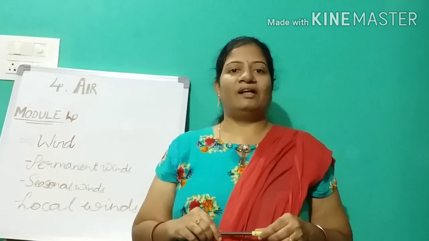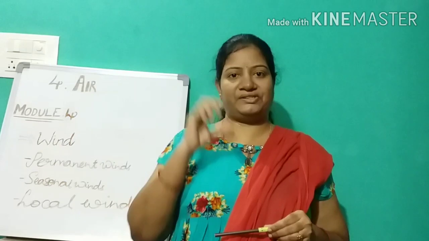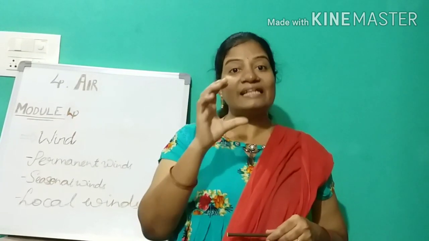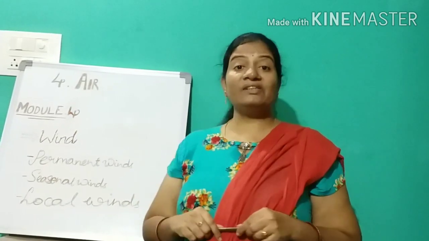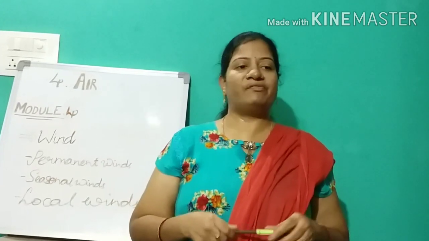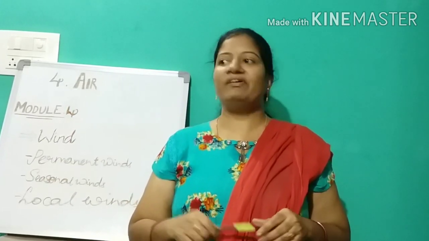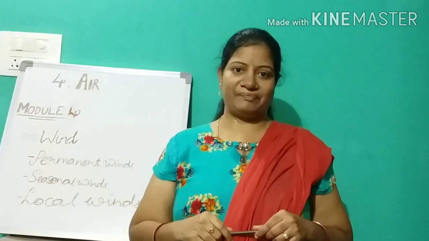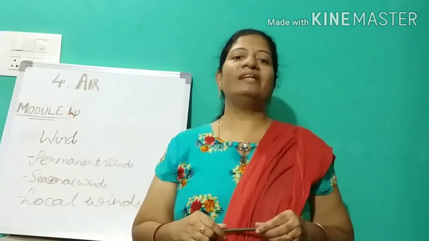In the previous module I showed you one wind vane picture, right? The wind vane is used to study the direction of the wind. Based on the direction, the wind will be named. For example, if wind is blowing from the west side, that wind is called westerlies. Wind blowing from the east side is called easterlies, right? So by the direction only, wind will be named.